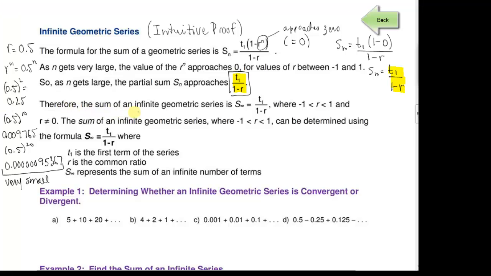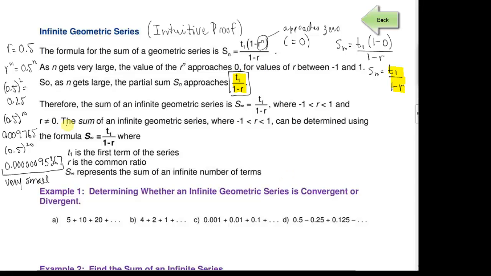So therefore the sum of an infinite geometric series is S subscript infinity equals t1 over 1 minus r, where negative 1 is less than r, which is less than 1, and r cannot be equal to 0. Now, we discussed why r is not equal to 0 in our last lesson, and that's because if our common ratio is 0, even though we would have a first term that would have a numerical value other than 0, the second and the third and the fourth and the fifth and so on terms would all be equal to 0, and we would no longer have a geometric sequence or series.